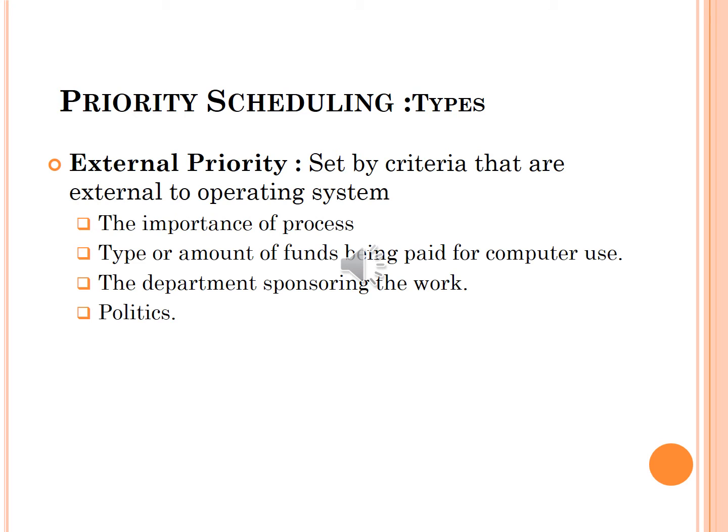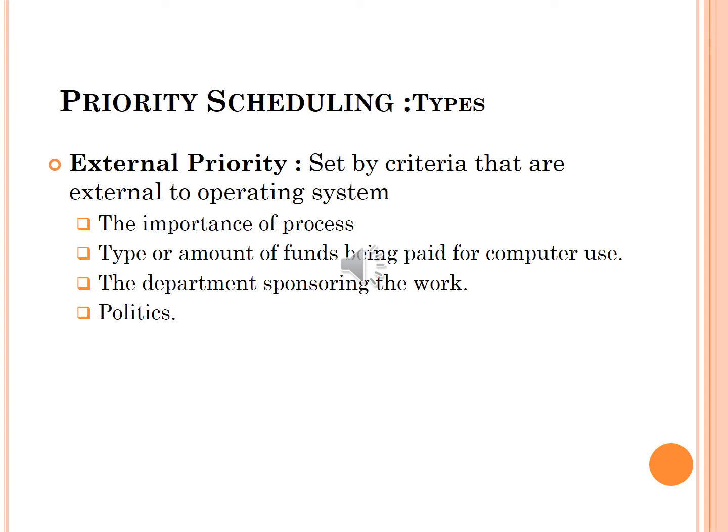The other type of priority scheduling is external priority. And external priority is set by criteria that are external to the operating system, which is different from internal priority. The first factor of external priority is the importance of the process. Like if there is a process that is more important than the other process, then this process has the highest priority. The second factor is the type or amount of funds being paid for computer use.